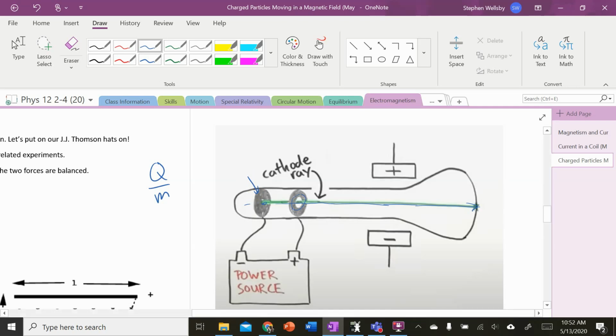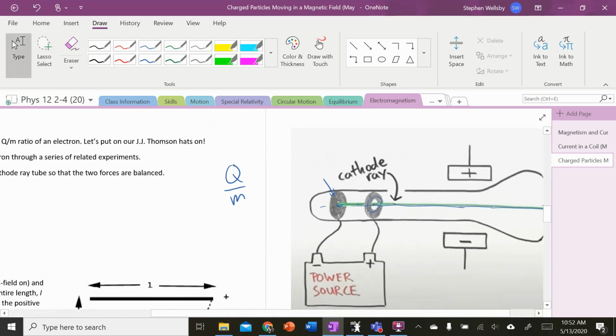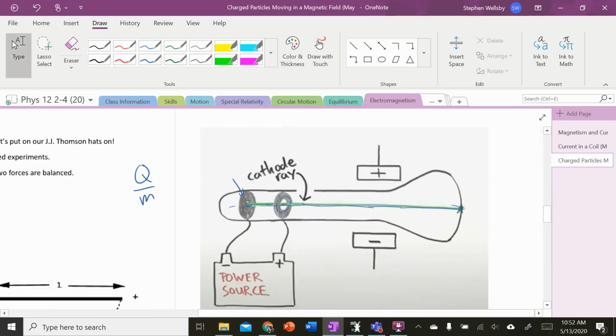These electrons, or corpuscles as he called them, were all the exact same. They all had the same mass, they all had the same charge to mass ratio, and they all came from atoms despite different types of materials being used. Every atom seems to have these same tiny corpuscles or electrons inside them. So very, very important discovery. And we're going to go through an example of how he found that.